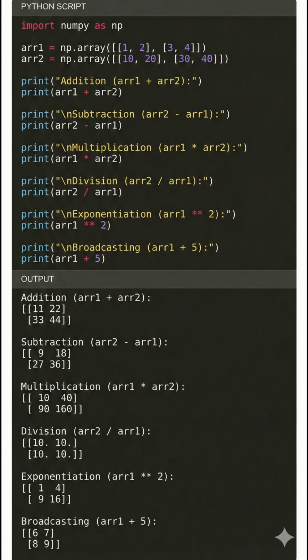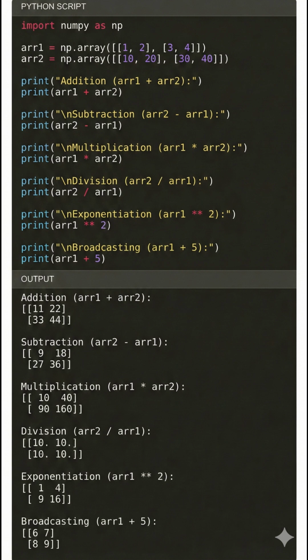The first operation demonstrated is addition, AR1 plus AR2, where corresponding elements from each array are added together, such as 1 plus 10, to produce the result 11, 22, 33, 44. Next is subtraction, AR2 minus AR1, which subtracts the elements of the first array from the second, yielding 9, 18, 27, 36.